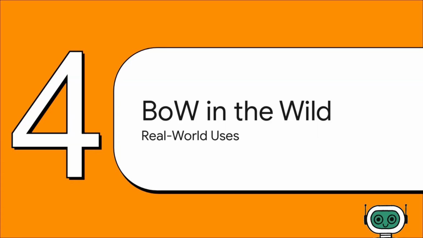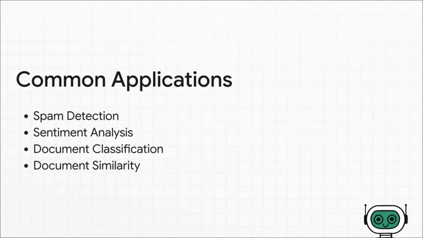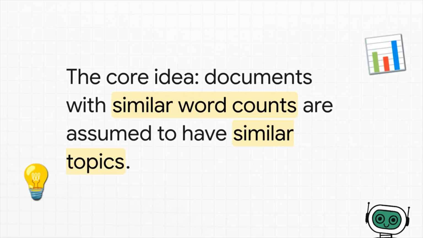Okay, so this whole thing sounds really simple, maybe even a little too simple. So where is this model actually useful in the real world? Turns out it's a workhorse in a lot of classic NLP tasks. For spam detection, the sheer frequency of words like free or guarantee is a huge signal. For sentiment analysis, just counting words like amazing versus awful can get you pretty far. For these kinds of classification problems, where the presence of certain words matters more than their order, this model works surprisingly well.